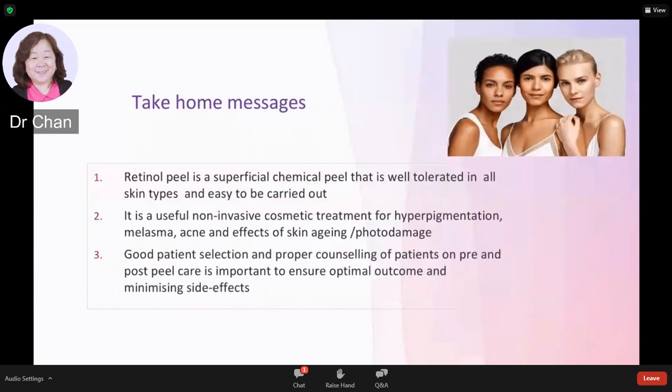So in the take-home messages, retinol peel is a superficial chemical peel that is well tolerated in all skin types and is easy to carry out. It is a useful, non-invasive cosmetic treatment for hyperpigmentation, melasma, acne, and effects of skin aging and photo damage. Good patient selection and proper counseling of patients on the pre- and post-peel care is important to ensure optimal outcome and minimize the side effects.